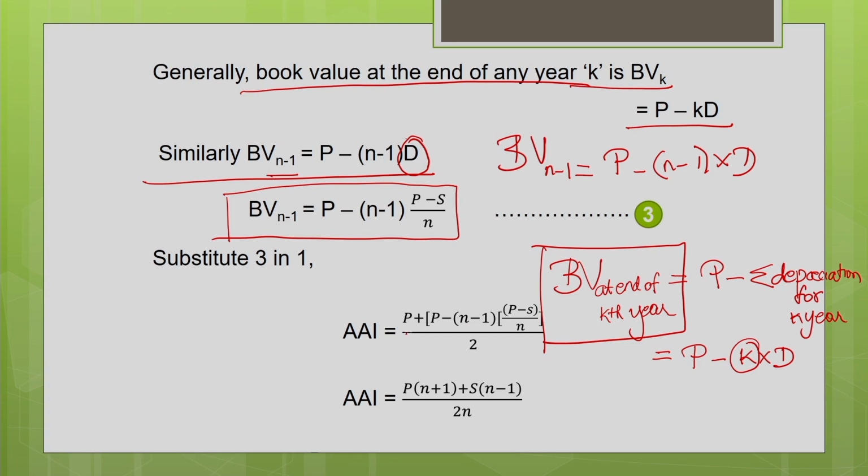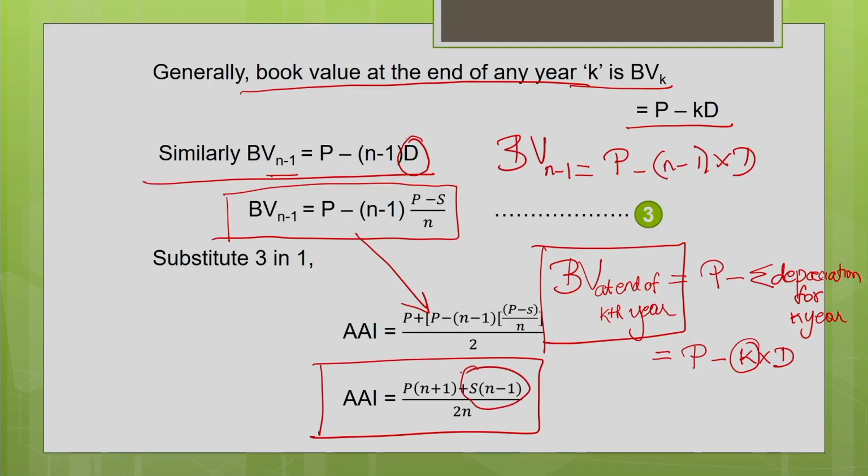So you will get P plus, instead of BV n minus 1, we have substituted this one here: P minus n minus 1 into P minus S by n, divided by 2. You simplify it, and you will get the average value of the machine as this. So we have to remember this formula: P into n plus 1 plus S into n minus 1, divided by 2n, to get the average value of the machine over its useful life n.